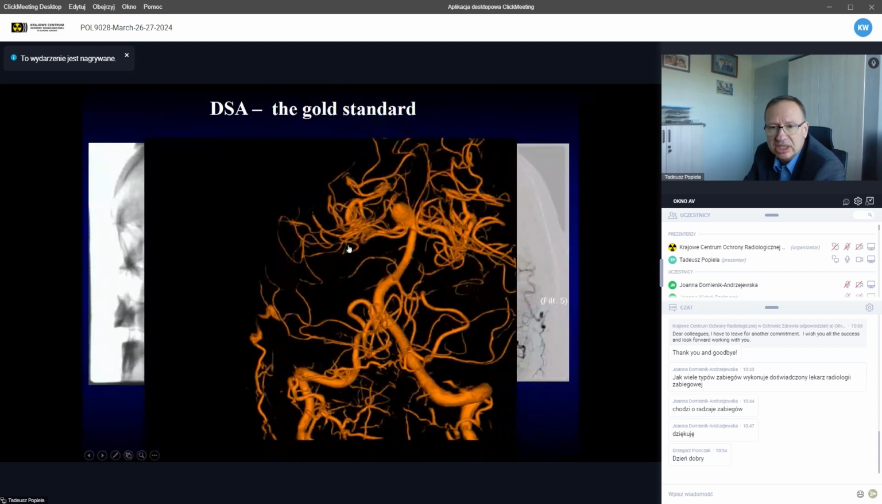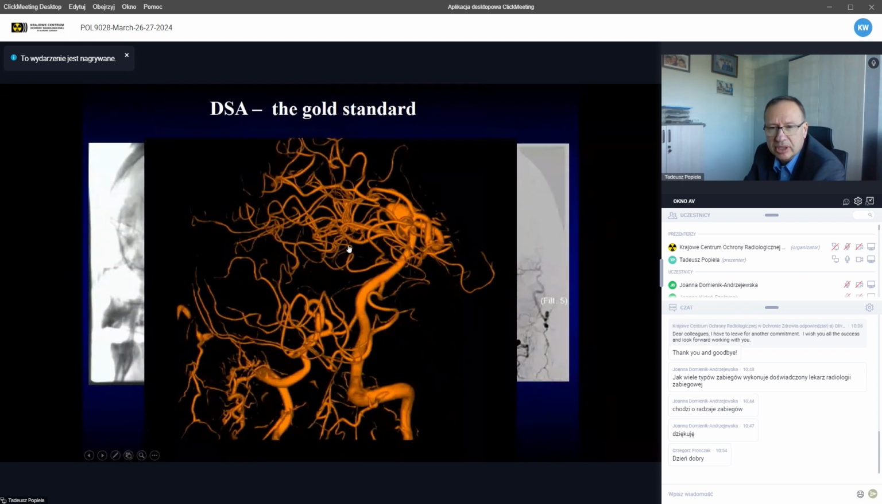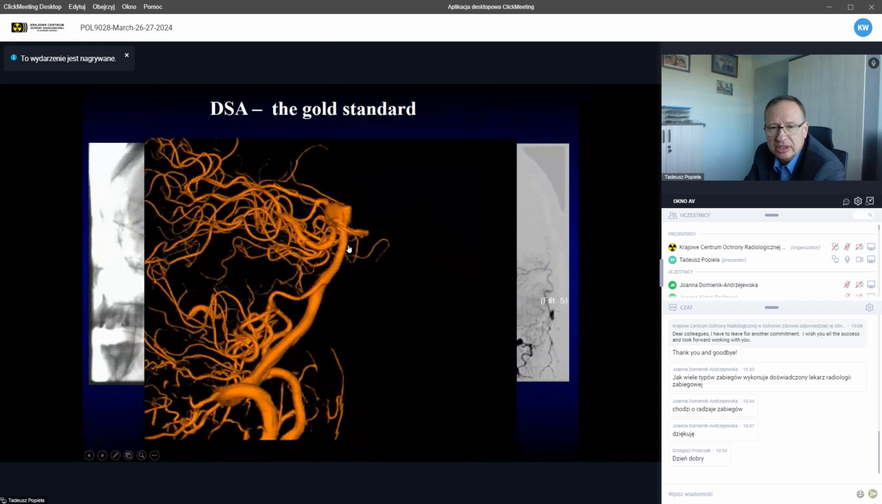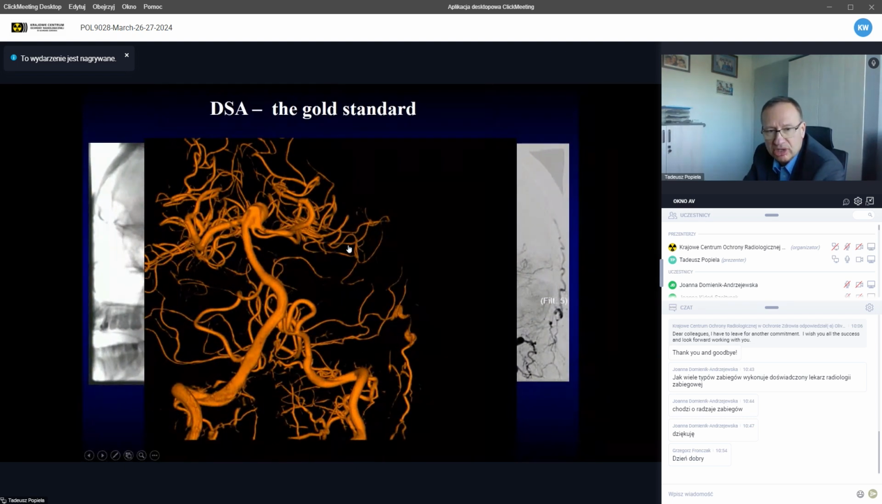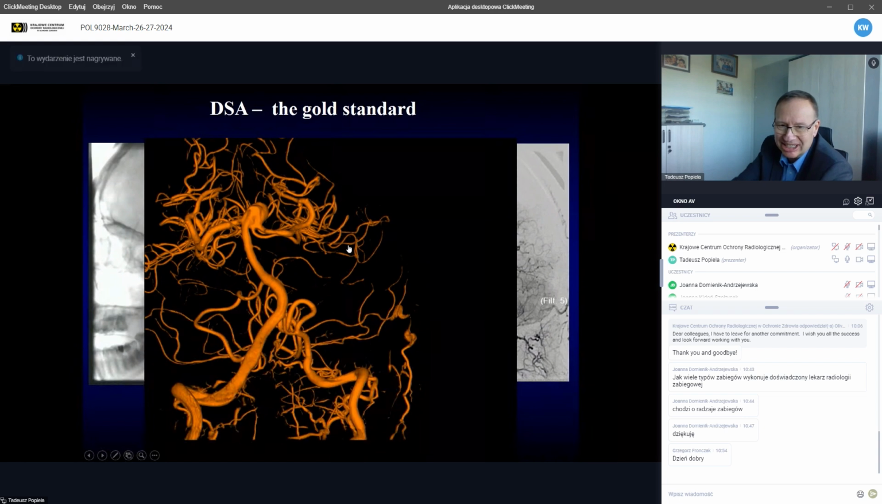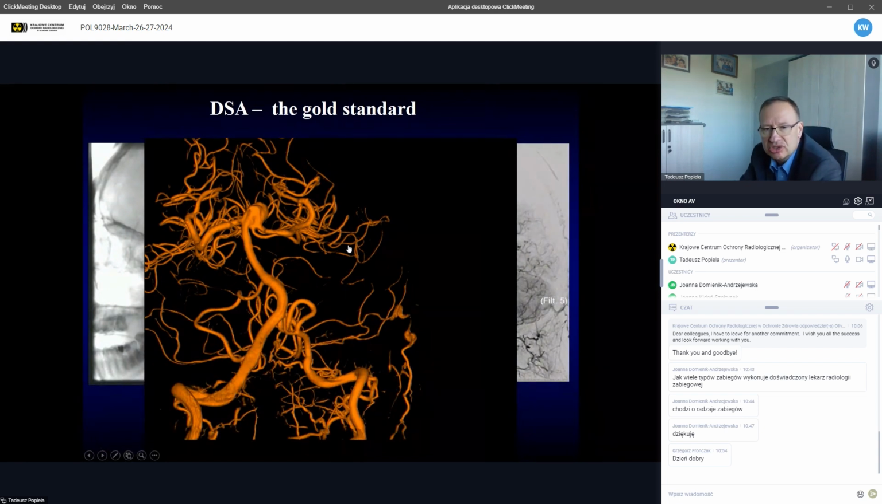The difference is that in this image we can move the arteries in all directions, because in the previous image it was only possible to see them at an angle of usually 270 degrees, as the C-arm is moving. In this reconstructed image, we can move it in all directions.